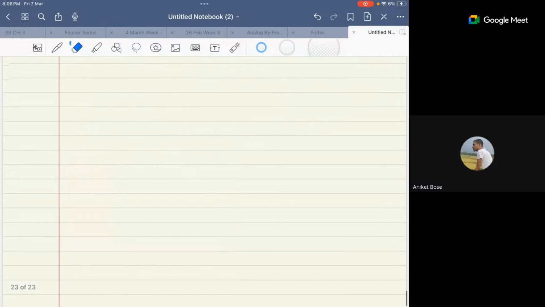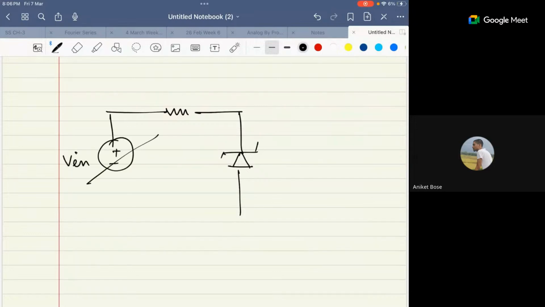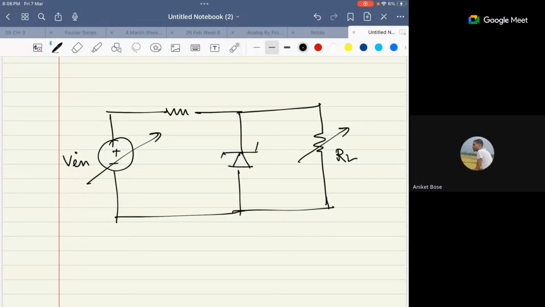See, let's for example, you have a circuit. You have a Zener diode. You have a V input, this is variable. And then you have a load resistance also, this is also variable. So there will be a current IG, there will be a load current IL through RL, and then this is the output, plus and minus V naught. This is V input.